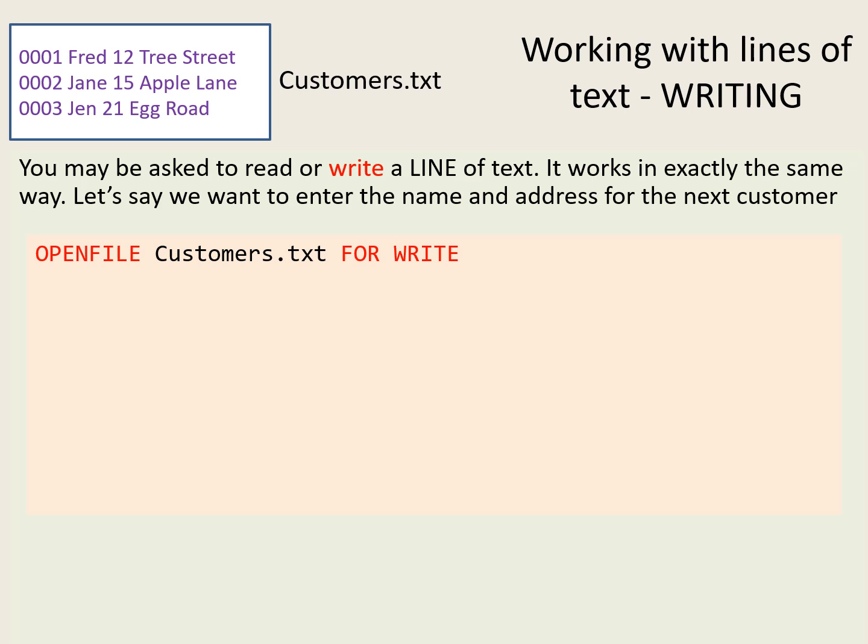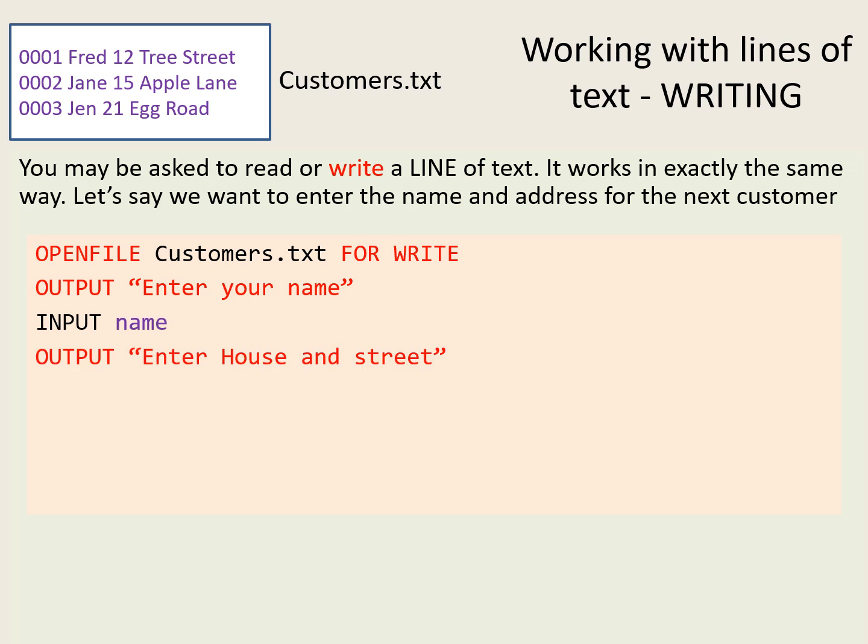As we've said lots of times now, that's actually going to create a brand new file and it will overwrite the data that's already there. But that's fine because that's what we're expected to do here. The first thing we need to do is collect the data. What are we asking them for? Their name and address. So enter the name, input name, enter house and street, input house and street. Okay, so we've collected the data.